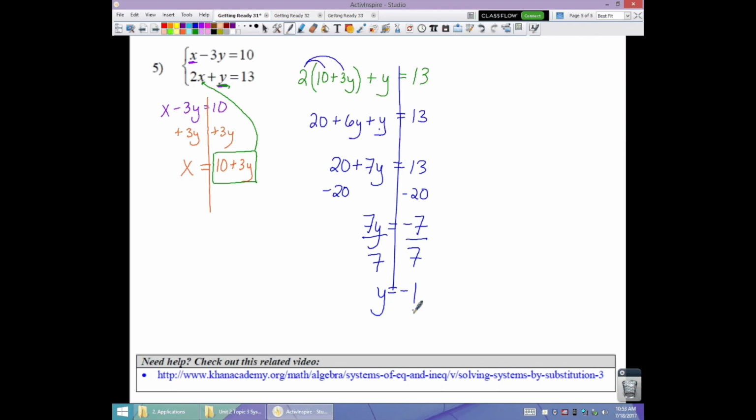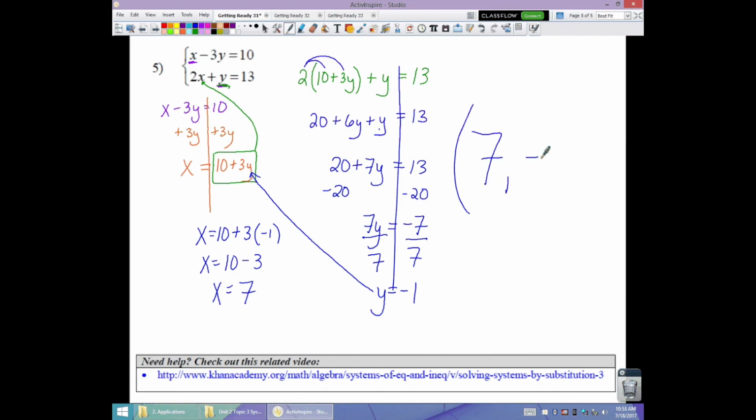Again, that gives us half of our solution. To finish it, we need to substitute that value back in the box. So x will be equal to 10 plus 3 times our negative 1. 3 times negative 1 is negative 3. And 10 minus 3 is 7. So the solution for number 5 is the point 7, negative 1.